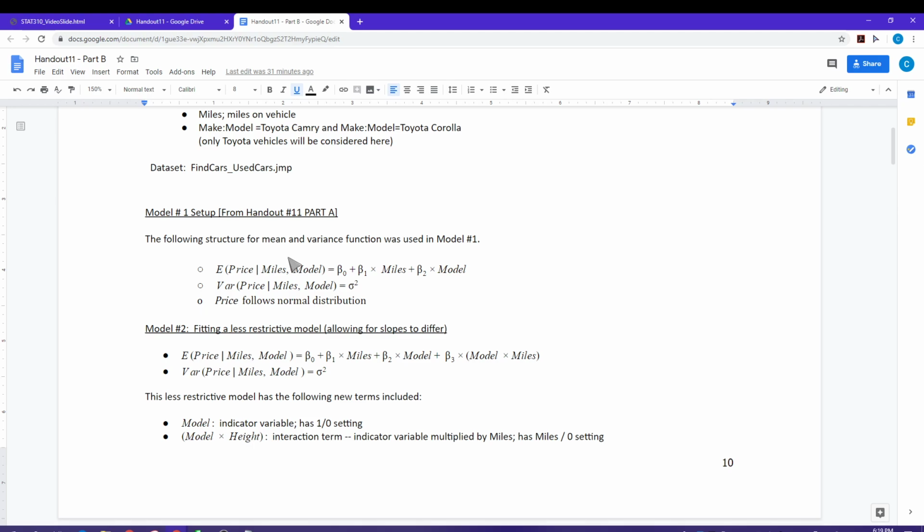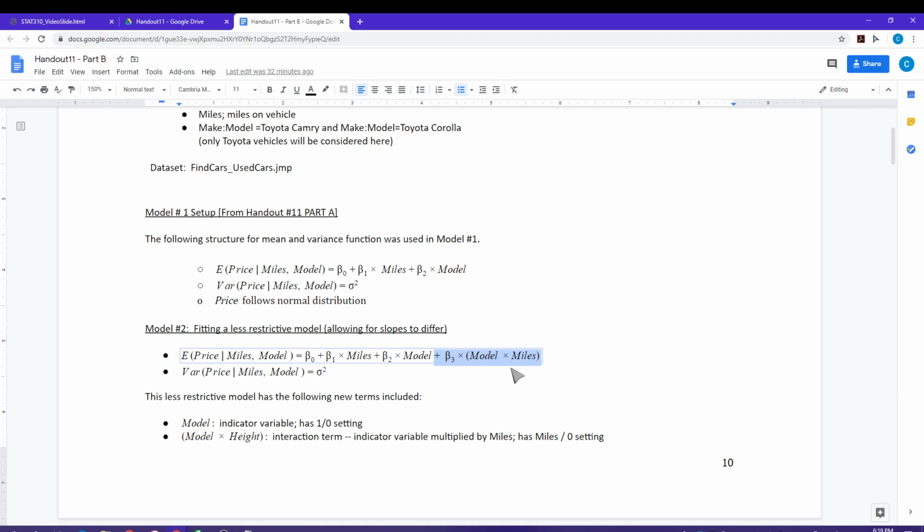The model that we fit in Part A looked like this here. It had a beta 0, plus beta 1 times miles, plus a beta 2 times model. And that model there was an indicator variable, either a 1 or a 0. So model number 2 here is going to be a less restrictive model, and it allows for the slopes to differ. The only difference between model number 1 and model 2 is this additional term here, that last term on the end.